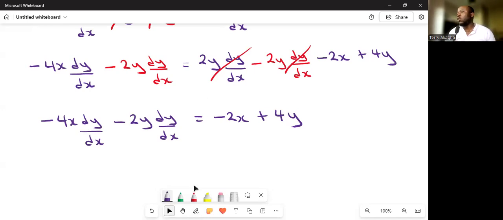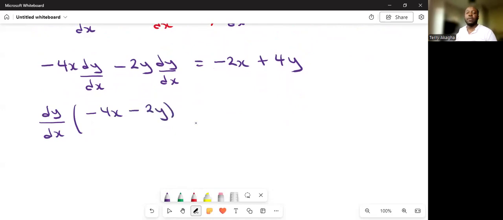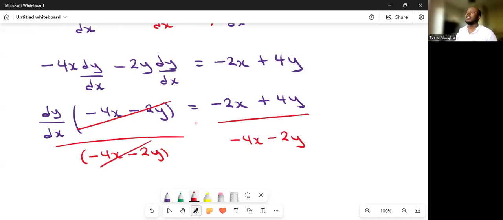So the next thing I'm going to do is factorize to collect like terms, okay? So what is common here is the dy/dx, and you're going to be left with minus 4x minus 2y, okay? Which will be equal to minus 2x plus 4y. Now I need to get rid of this minus 4x minus 2y. So I'll divide both sides by minus 4x minus 2y. So this will cancel this.